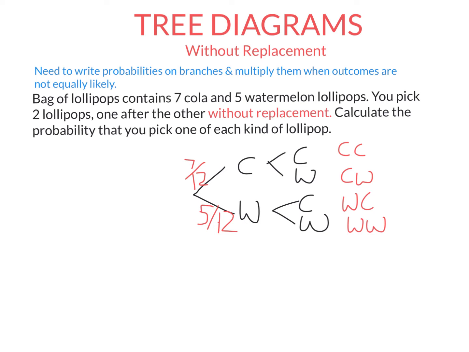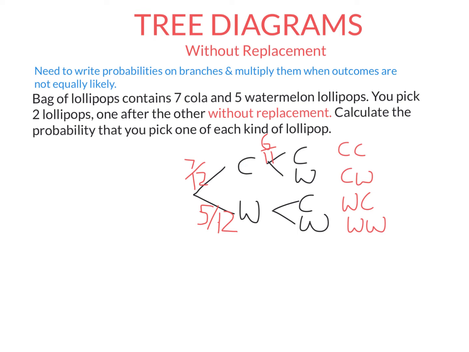When we did this tree diagram and the picking was with replacement, the probabilities were the same for the second stage as the first. It was 7 over 12 for cola, 5 over 12 for watermelon. But when they're picked without replacement, the probabilities here change. So if you pick a cola first go, there were 7 out of 12 colas, but if you get a cola first go, then there are only 11 lollipops left and 6 of them are cola.